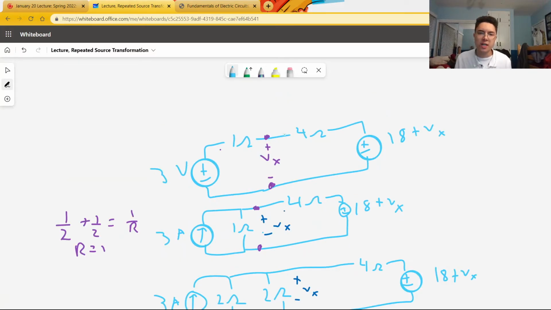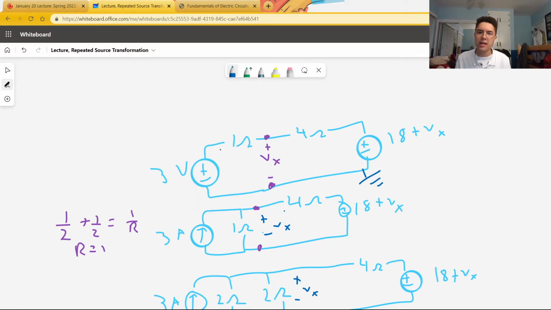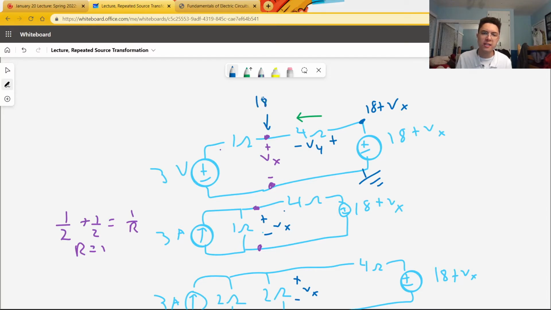Now let's observe a couple things concerning Vx. Let's suppose that this is a ground. Then this point is 18 plus Vx. And if we suppose that this is the current I, then there is a voltage across this 4 ohm resistor that I'll call V4. So this point has a voltage 18 plus Vx minus V4.